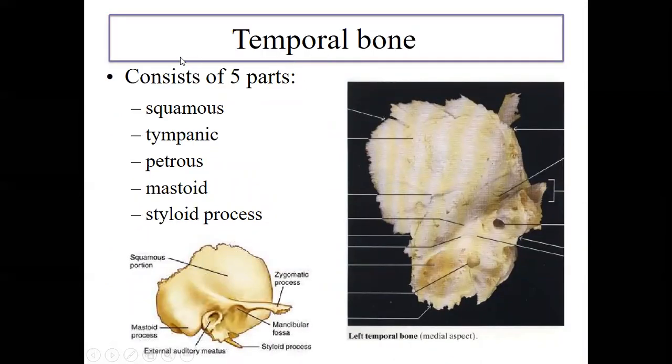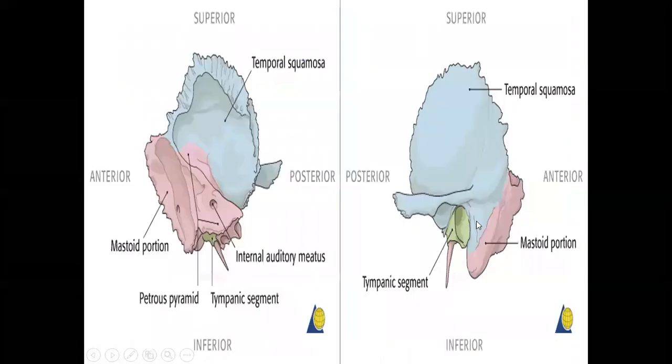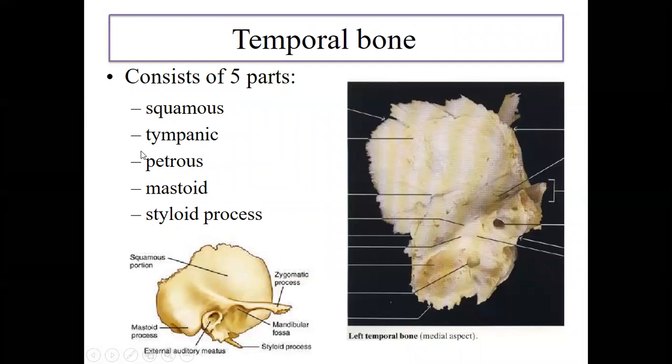Okay, the temporal bone itself consists of five parts. We have the squamous part. We have the tympanic part. So you can see here, this is the tympanic segment, the green color here. And then we have the petrous part. You can see here, this is the petrous part.